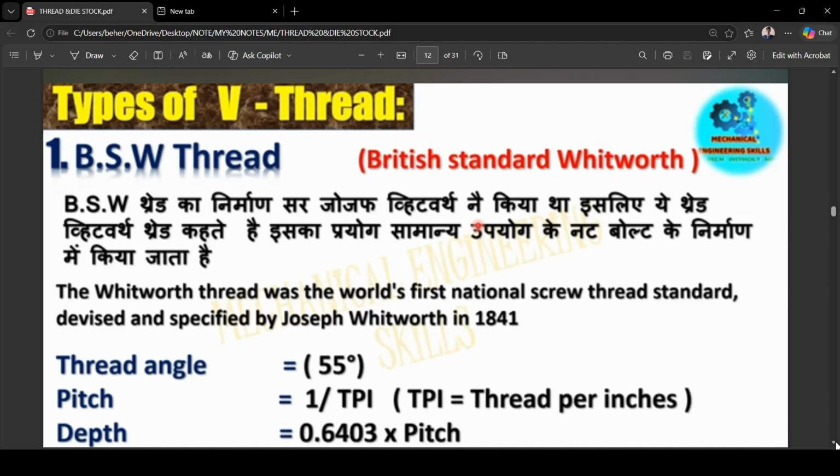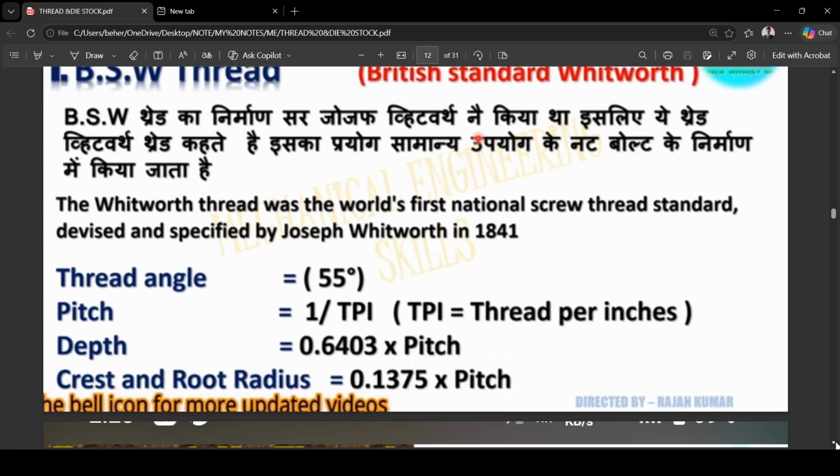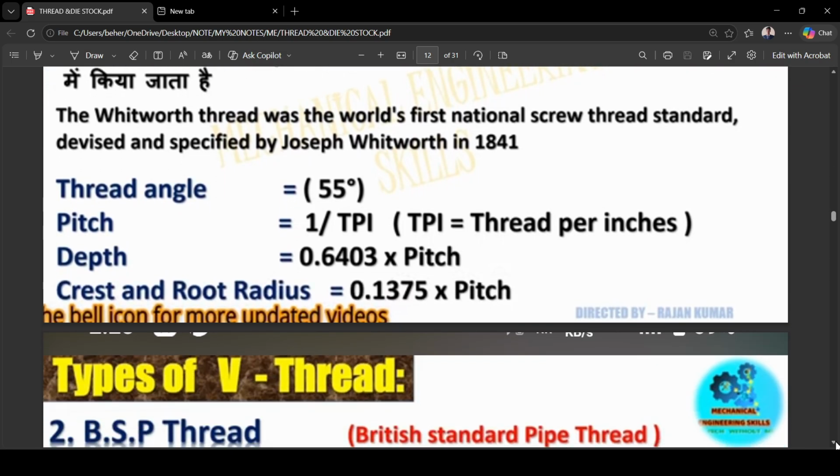Types of V thread: BSW thread. The Whitworth thread was the world's first national screw thread standard, devised and specified by Joseph Whitworth in 1841. Thread angle 55 degrees, pitch 1 by TPI. TPI means threads per inch. Depth 0.403 into pitch. Crest and root radius 0.1375 into pitch.